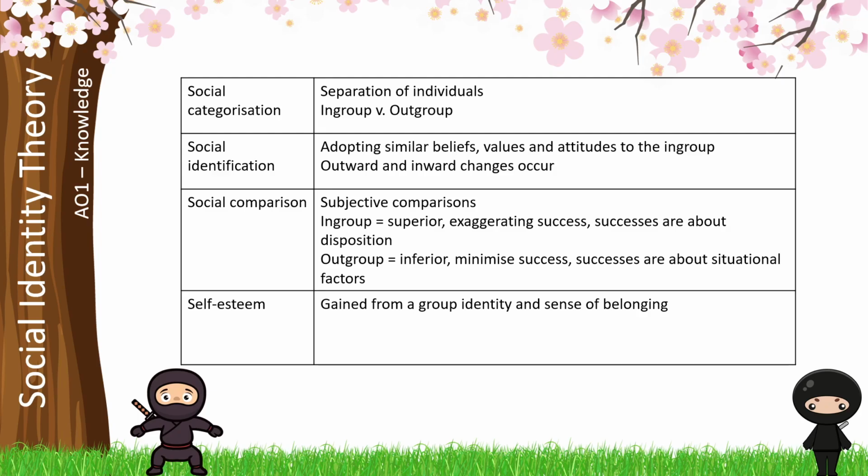The key difference with social identity theory, rather than realistic conflict theory, is that it acknowledges the role of self-esteem, and that from getting that group identity, we have a sense of belonging, and we're worried about losing that if we don't go along with maybe prejudicial views.